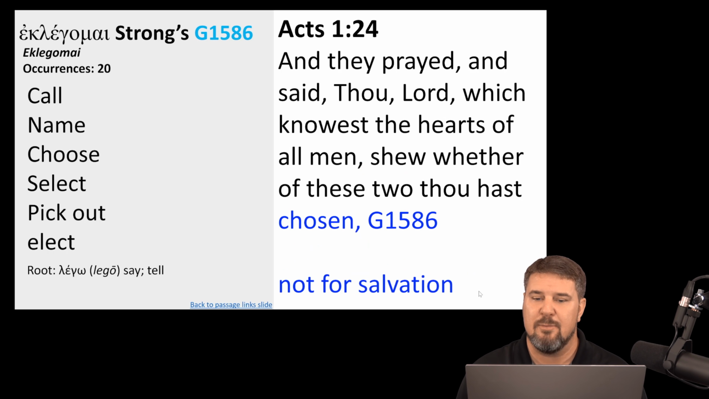In Acts 1:24, they prayed and said, "Thou, Lord, which knowest the hearts of all men, show whether of these two thou hast chosen." So they wind up choosing Matthias to replace Judas as an apostle, not choosing anybody to be saved, and not chosen before the foundation of the world.